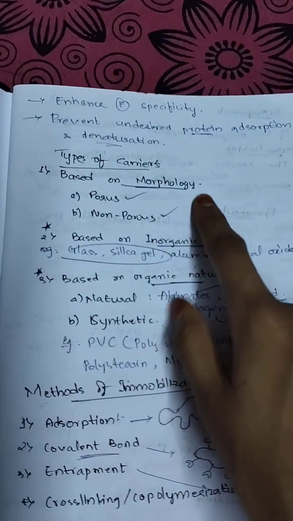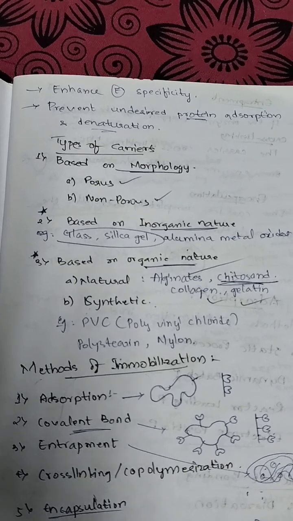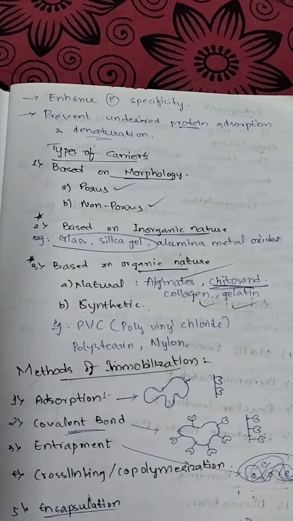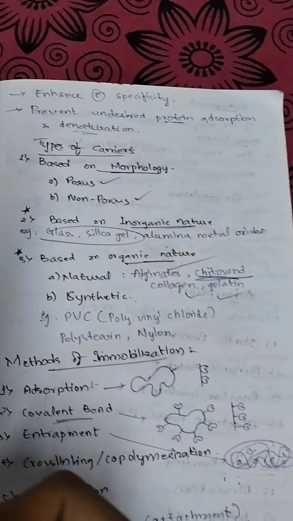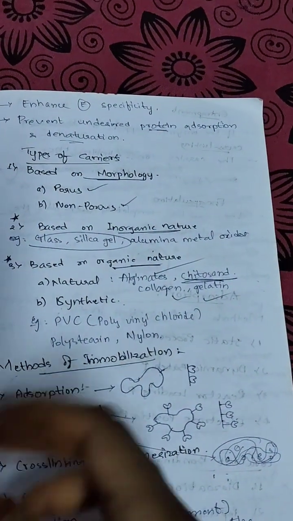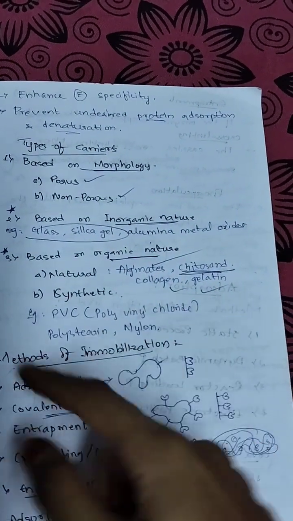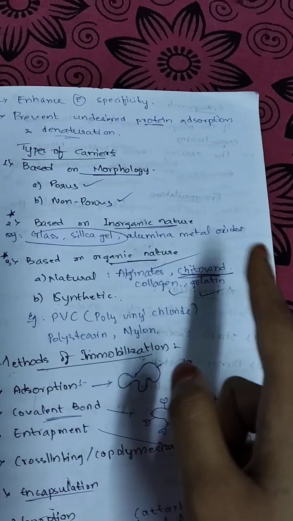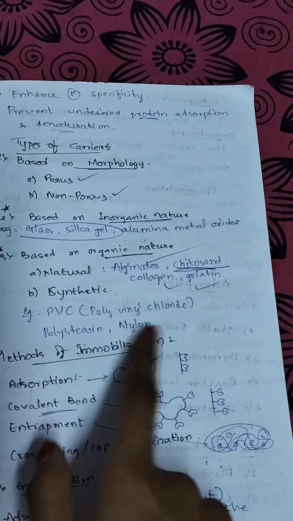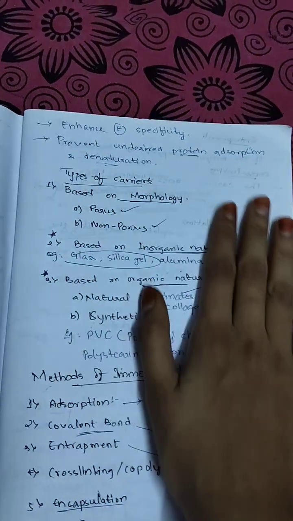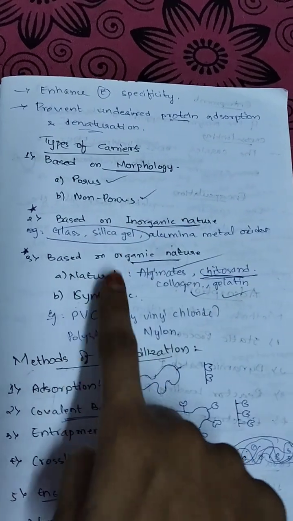Firstly, carriers are classified based on the morphology, the inorganic nature, and the organic nature. Based on the morphology, they are porous and non-porous. Based on the inorganic nature, they are glass and silica. Based on the organic nature, they are natural and synthetic. Natural are alginate, collagen, pectin, gelatin, while synthetic are polystyrene, nylon, PVC. So these are the types of carriers.